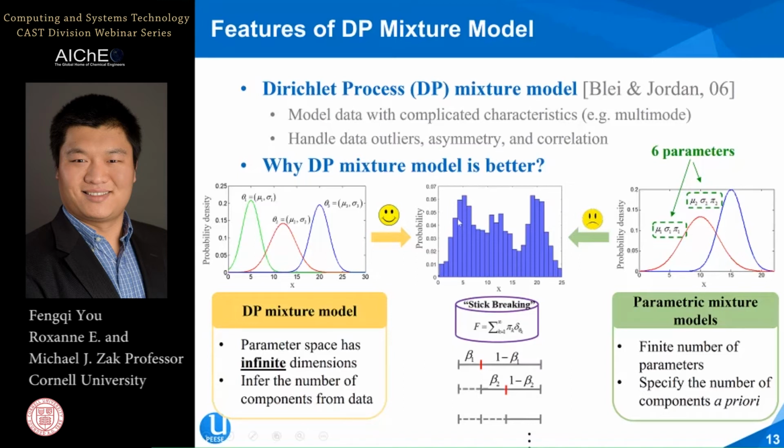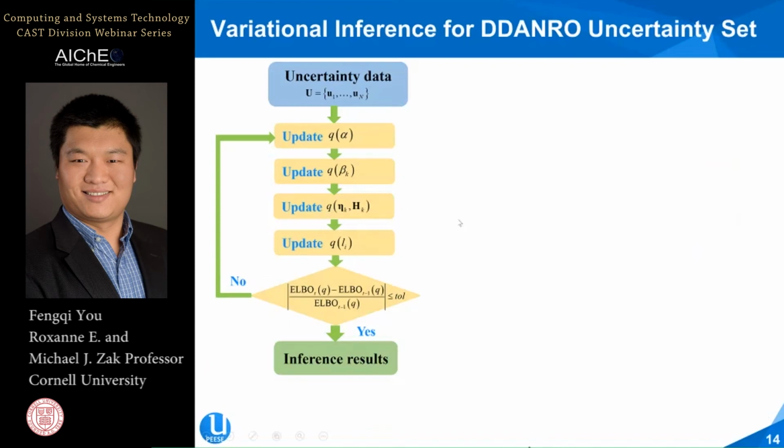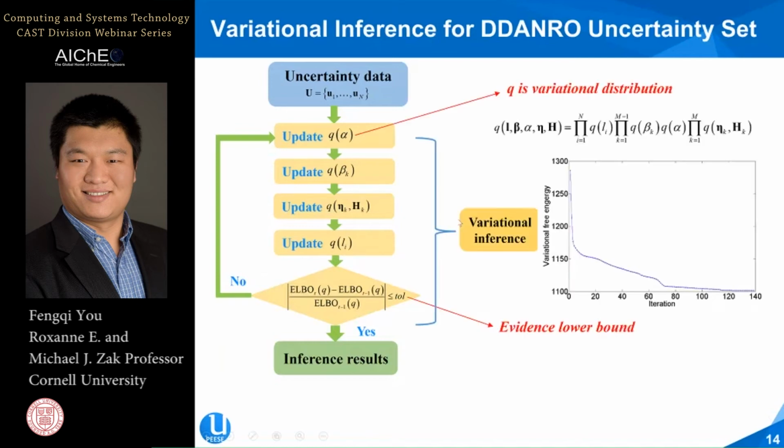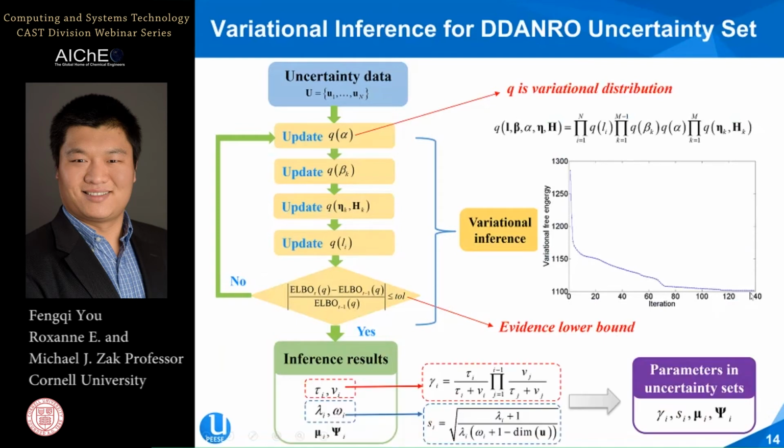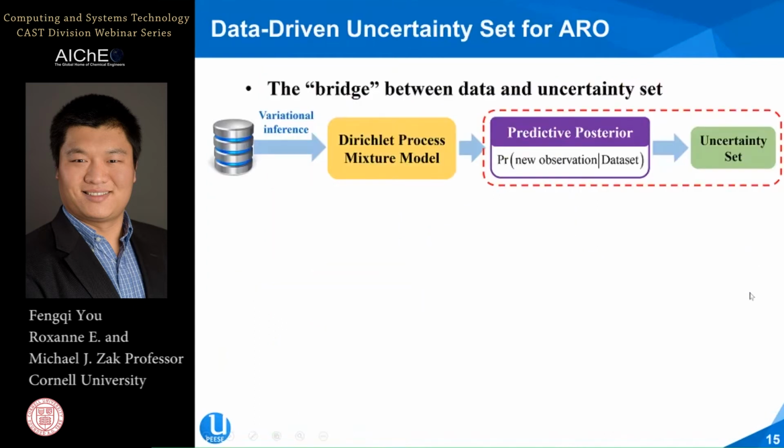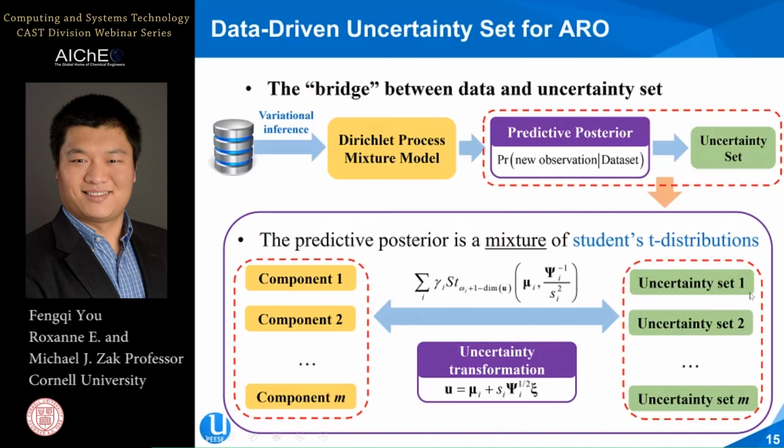So with the DP mixture model, what we follow is variational inference to calculate the necessary parameters we need for inference results. And in this particular case, we try to minimize the variational distribution, to minimize the evidence lower bound. Essentially, it's an optimization problem where we see how this variational free energy reduces until it really converges to the minimum. And with the inference results, we could further translate these parameters into the uncertainty set. And this translation is based on the predictive posterior, which I won't get into in too much detail. The key idea here is a mixture of Student t-distributions.